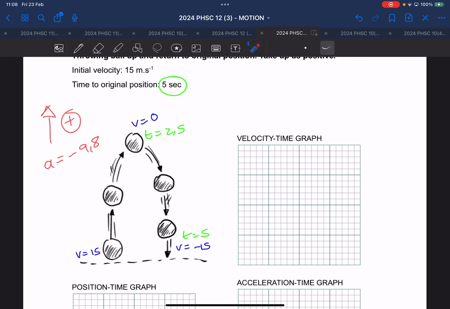Okay, so let's look at a velocity time graph. The first thing you ask yourself is, what does the gradient tell you? The gradient gives you acceleration. What is this acceleration? Negative.